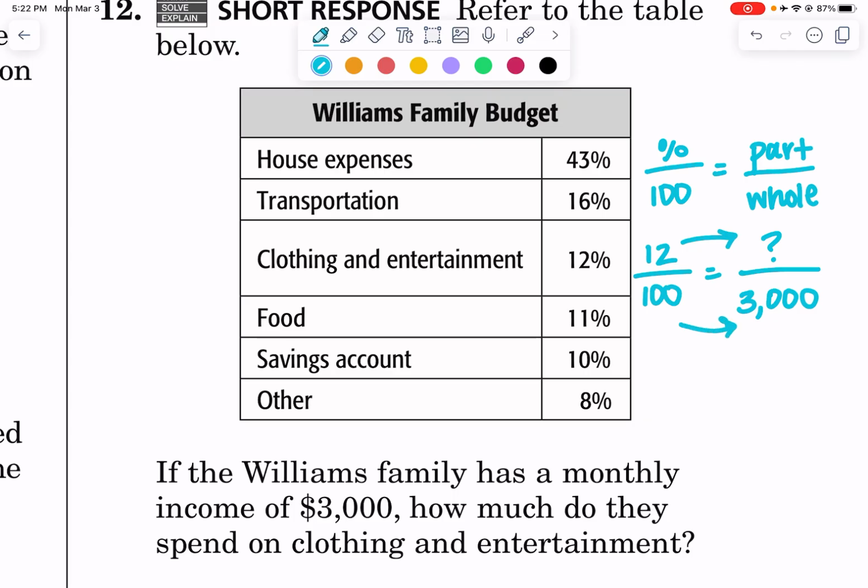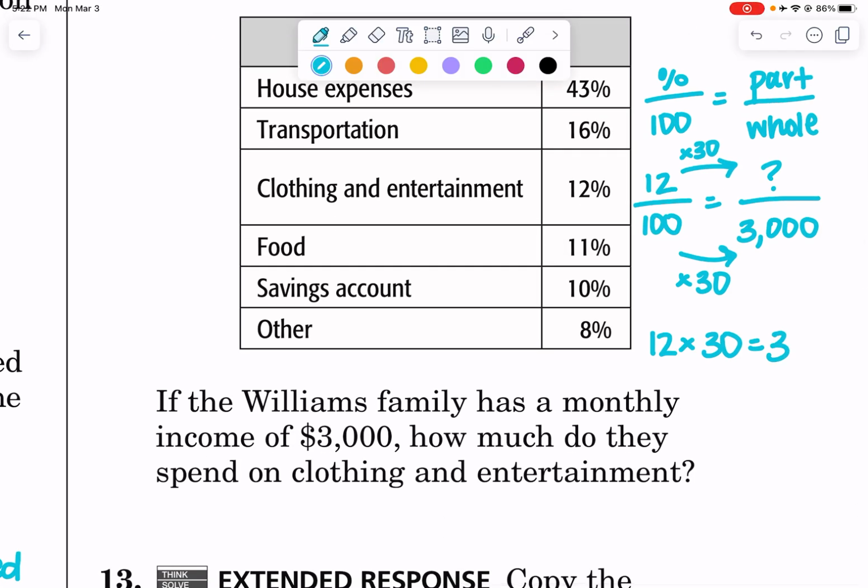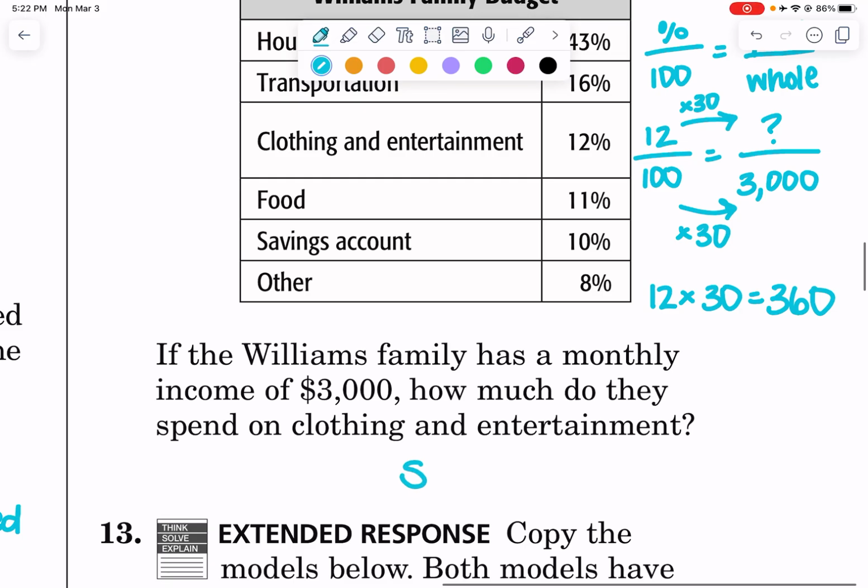Can 100 become 3,000? Yes, it can. Well, if I multiply by 3, it becomes 300. But we need an extra 0, so we have to multiply by 30. 12 times 30 will give us question mark. 12 times 30 I think I can do mentally, because what's 12 times 3? 36. Add that 0. So they spend $360 on clothing and entertainment each month.